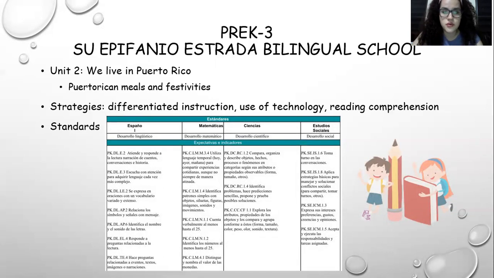We were having Unit 2, we live in Puerto Rico, the Puerto Rican meals and festivities. The strategies that I used were differentiated instruction, use of technology, and reading comprehension. The standards and expectations for pre-K are in Spanish, as we say in the class. So I include the table of the standards that I use for this week. We have Spanish, math, science, and social studies standards.